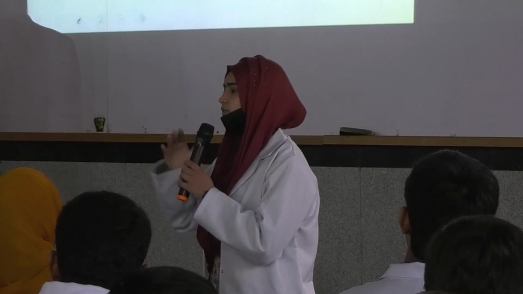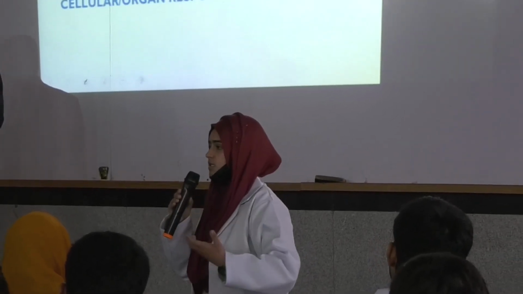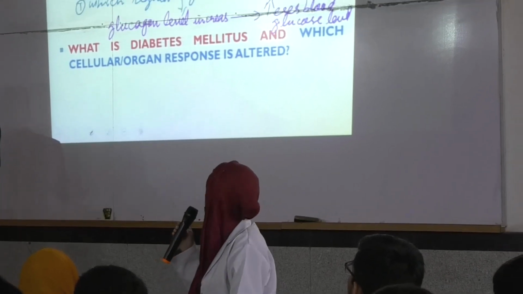Conversely, if glucagon is working and glucose is released in our blood, ultimately blood glucose level will increase. So at that point, insulin will start working, and it will convert glucose into glycogen again, and it will be absorbed by the cells again. So the blood glucose level will be maintained.